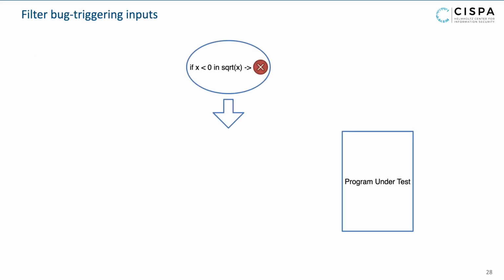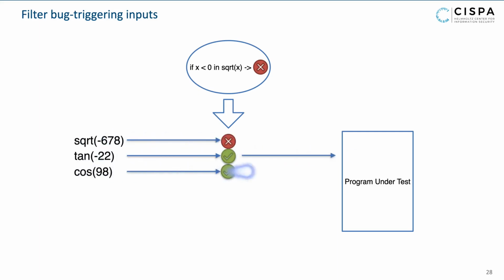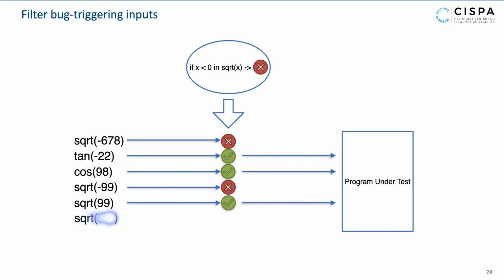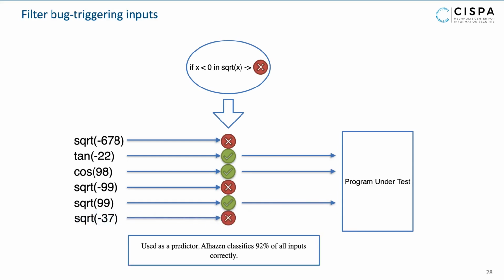The idea for the first use case is to use the model to predict whether an input is going to trigger the bug or not. Imagine a system running on a web server which processes user inputs. If a user sends a bug triggering input, the program fails on the server, causing service disruption or even security problems. Alhazen's model can be deployed as a filter and guard the program against bug triggering inputs until a real fix can be deployed. In our experiments, Alhazen classified 92% of all inputs correctly.